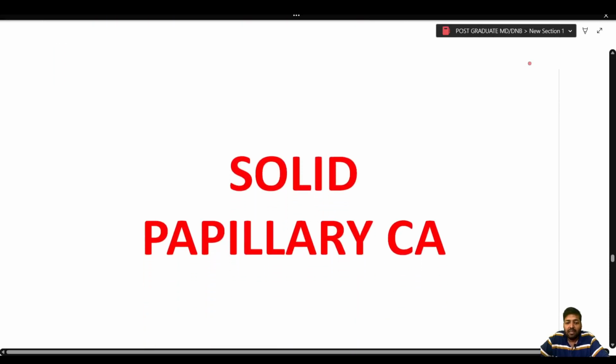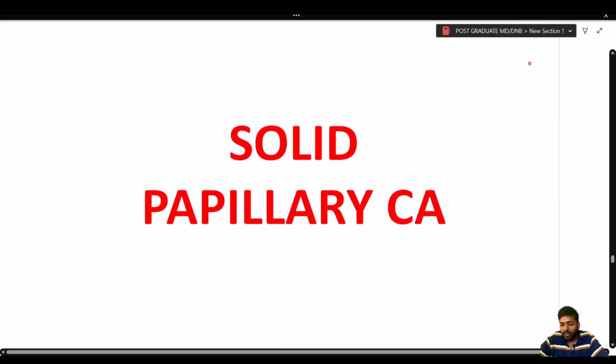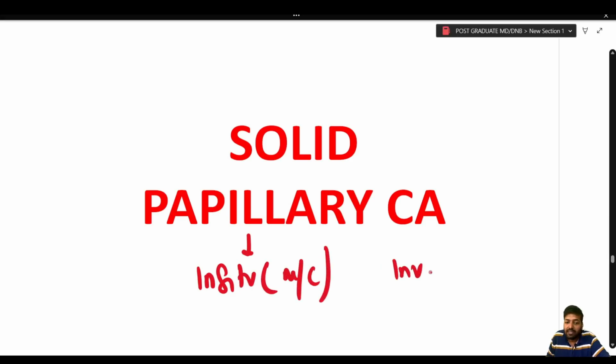Now, solid papillary carcinoma. Try to understand something about the solid papillary carcinoma. First of all, it can be of both types. It can be in situ, which is the more common variety, and it can present as an invasive solid papillary carcinoma, which is very, very rare. It is ultra rare.